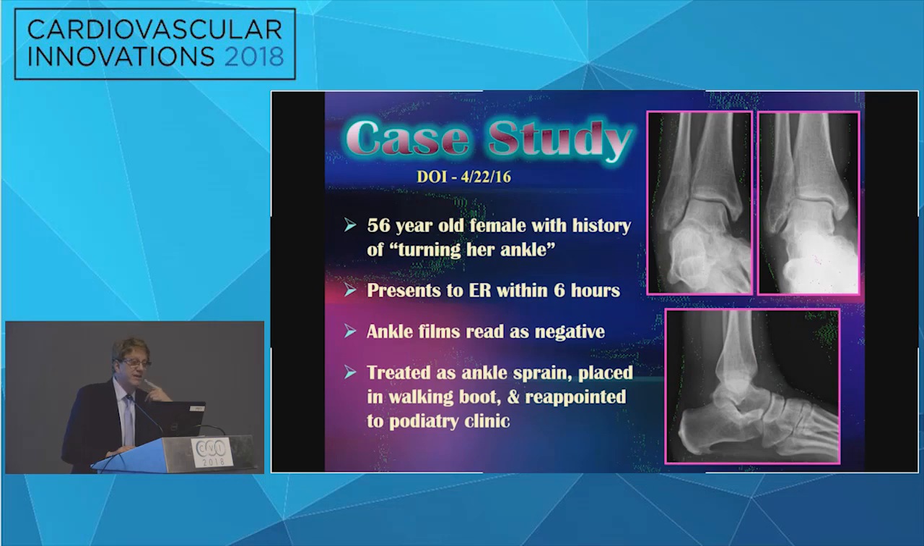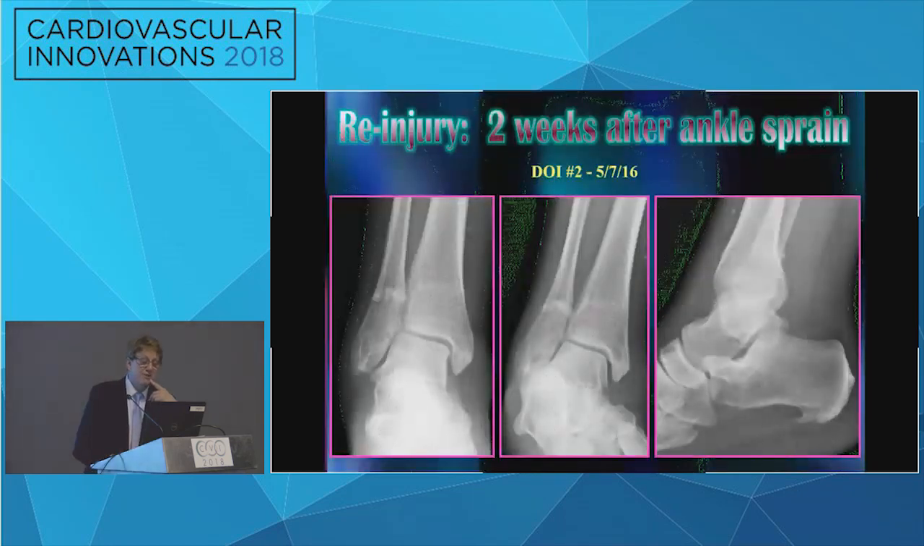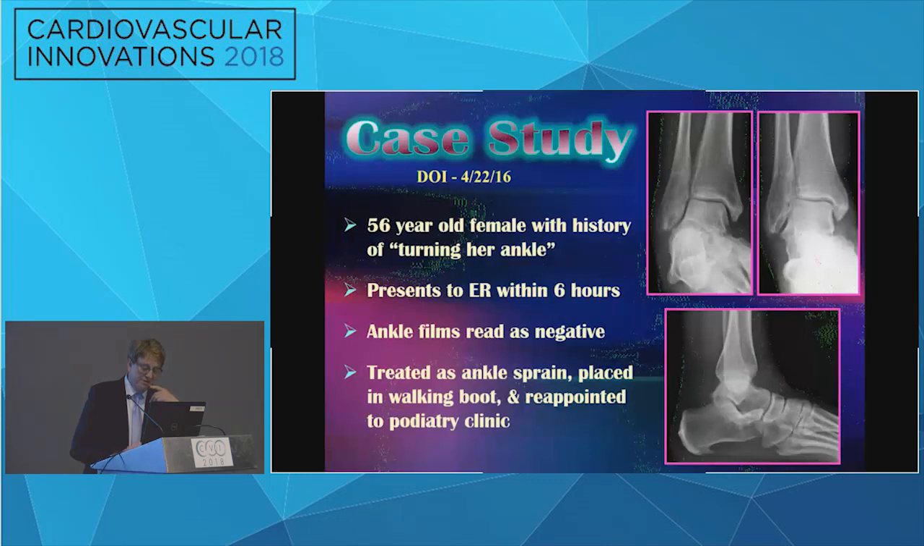Now here's a case study that Dr. Shook has provided. I've cut out some of the images, but I'm going to let Dr. Shook quickly comment, because this was his case study, as to what the natural course of history was with this. But as you can kind of see, a 56-year-old female had turned her ankle and was admitted to the ER within 6 hours. The ankle films are read as negative, and that's, once again, let me go back here for a second. I don't know that, well, there may be a transsclerotic band there, but go ahead, yeah.